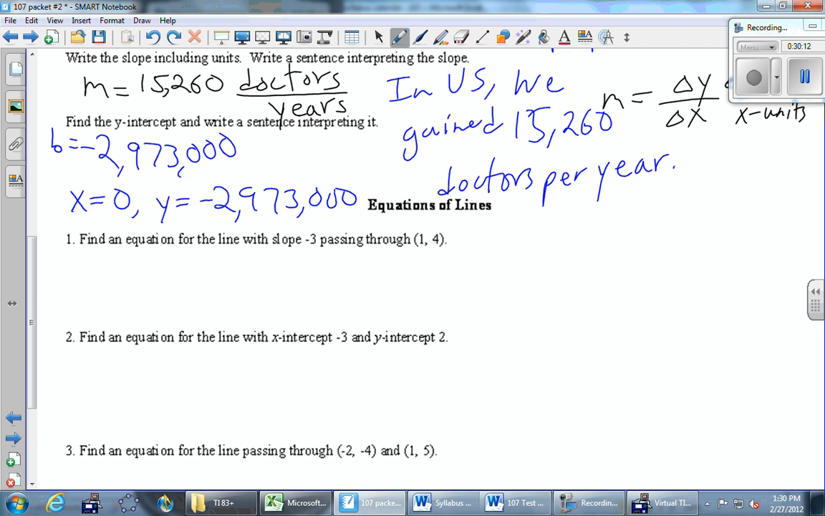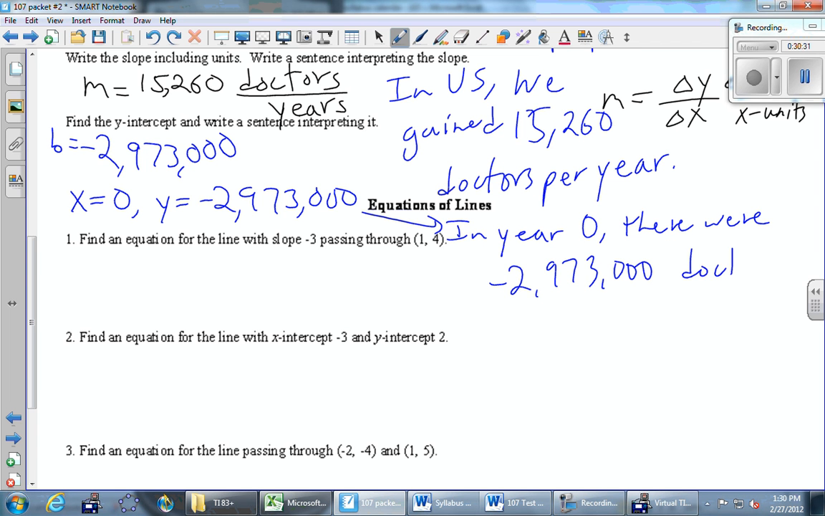And now we can write our sentence. What does x represent? Years. So in year 0, there were negative 2,973,000, what? Doctors, that's what y stands for. It's number of doctors. Okay, so it doesn't make sense.